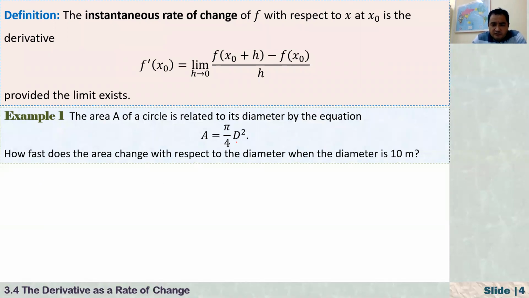So here, A is a function of D, right? We need to find the rate when the diameter is D. To calculate this, this definition is simply saying that we differentiate this and evaluate its value at the given point. So that is the solution.